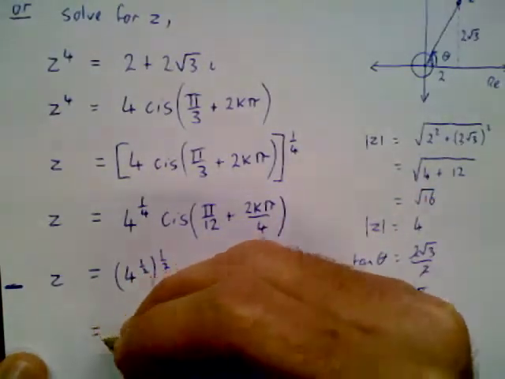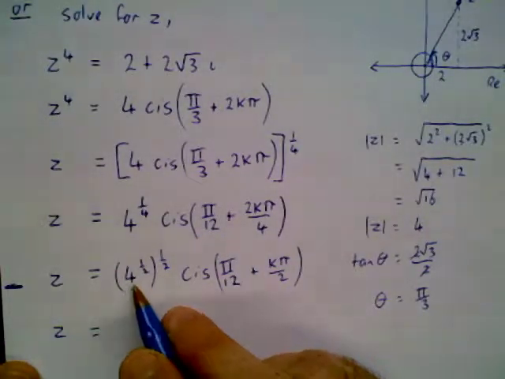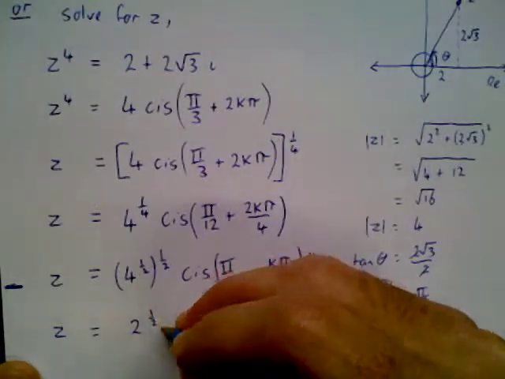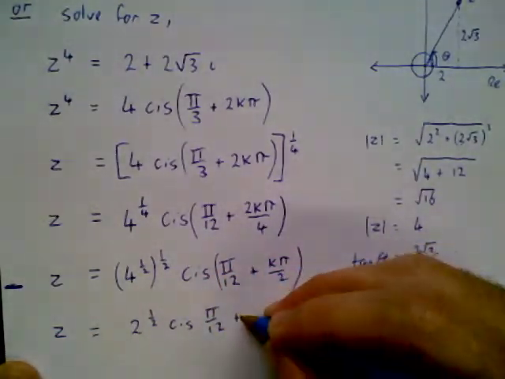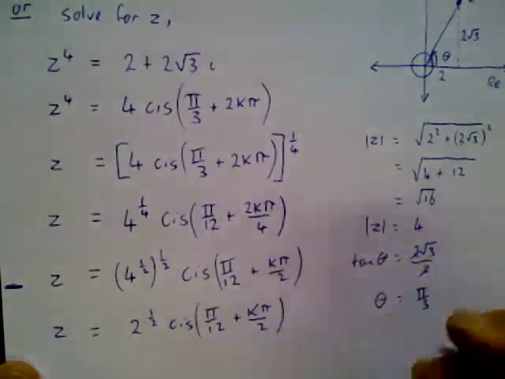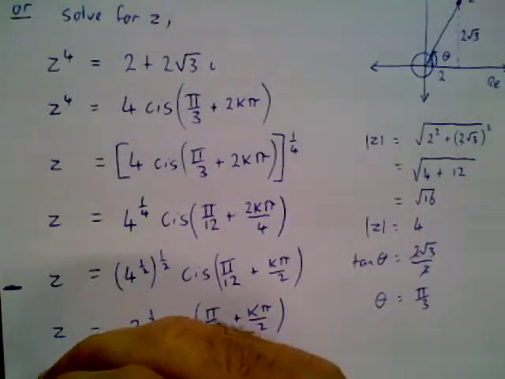So now we can see that z, we've got 4 to the half, which is really just the square root of 4, which is 2. So we've got 2 to the half cis pi on 12 plus k pi on 2. Now at this point here, we now bring in the different multiples of k here. And we'll start off with k is equal to 0.